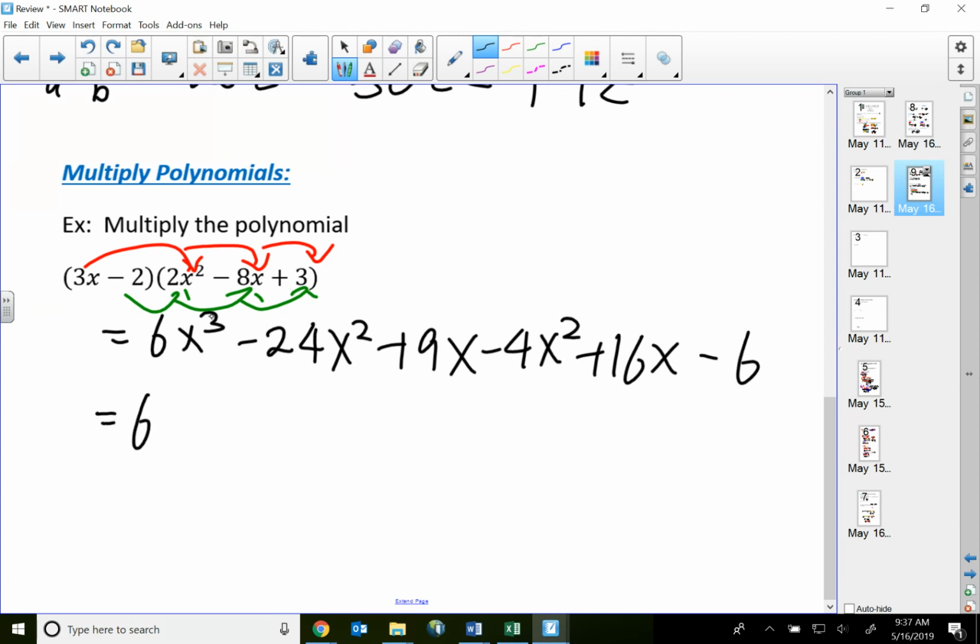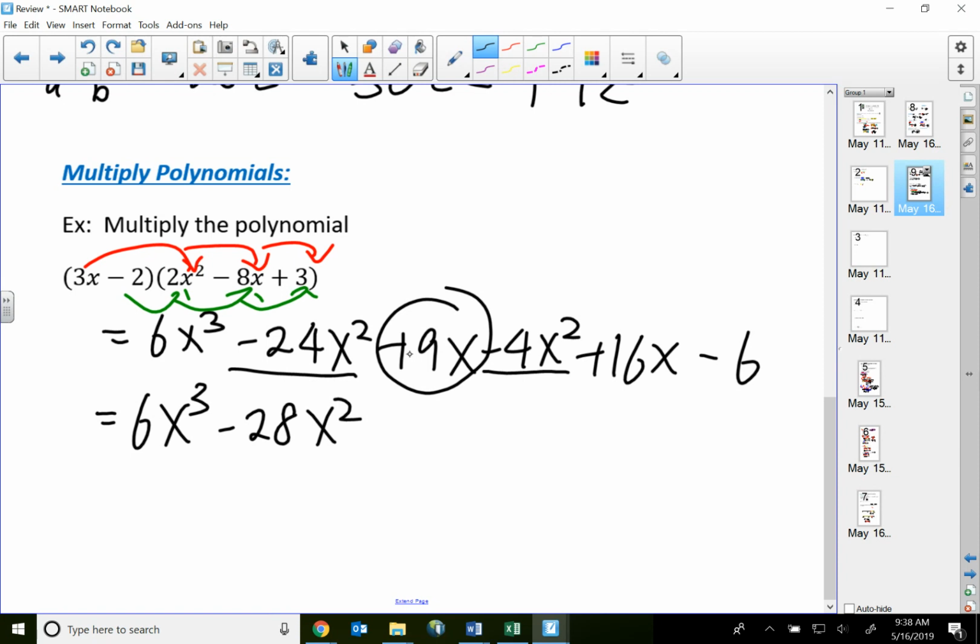Combine like terms. 6x to the third has no like term to combine with, so still 6x to the third. Negative 24x squared minus 4 more x squared is negative 28x squared. 9x plus 16x is positive 25x. And my last term, negative 6. Okay, so that's my polynomial answer.